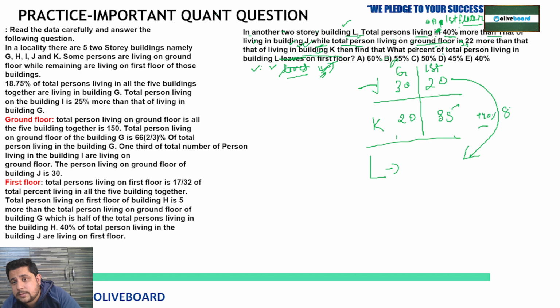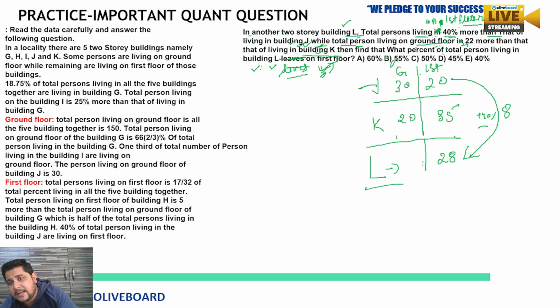8, because 10% is 2. So 2 fours are 8. So 20 plus 8, 28. Right? Now, after this, if we see the remaining data, because we know only the first floor now.